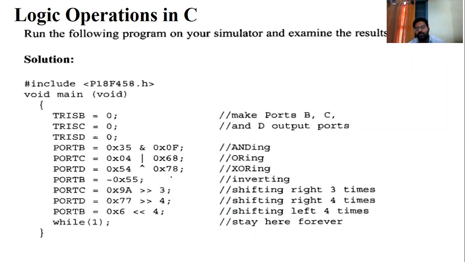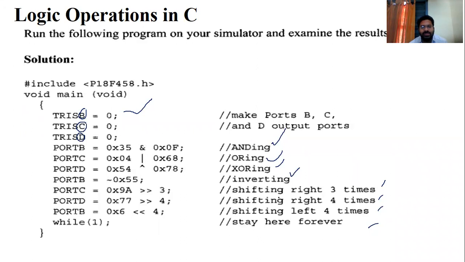Then there is some program here. They can give you some program. Run the following program in the simulator and examine the results. So make port A an output port. Then port B is an output port. At the same time port C is also an output port. Port D is also an output port. Then AND operation, OR operation, XOR operation, inverter operation, shift operation. You know that very well.